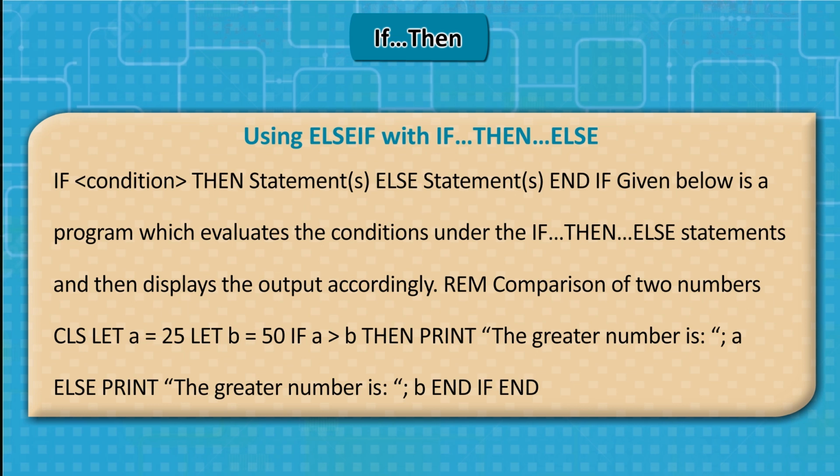Given below is a program which evaluates the conditions under the if-then-else statements and then displays the output accordingly. Rem comparison of two numbers. CLS: let A equals 25. Let B equals 50. If A greater than B, then print the greater number is A. Else print the greater number is B. End if. End.